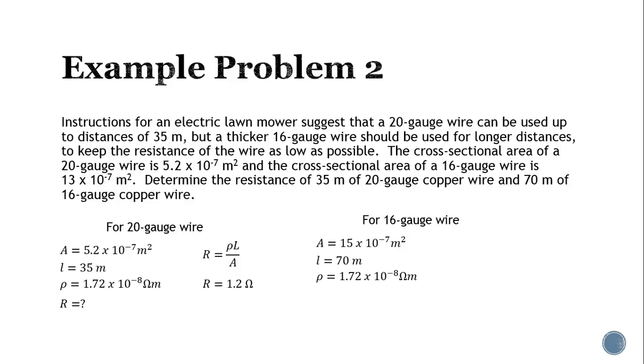Do the same thing for the 16 gauge wire. The two things that change are A and L. Again, I don't know R. Here's how I could calculate R given the information I know, and so 0.99 ohms. So by changing from a 20 gauge wire to a thicker wire, 16 gauge, we decrease the resistance even though we doubled the length. One thing to point out about wire gauges is that the weird thing about them is that the way the system is set up, the smaller the gauge number, the thicker the wire is. Why that is, I'm not really sure. It's just the way the system has been set up.